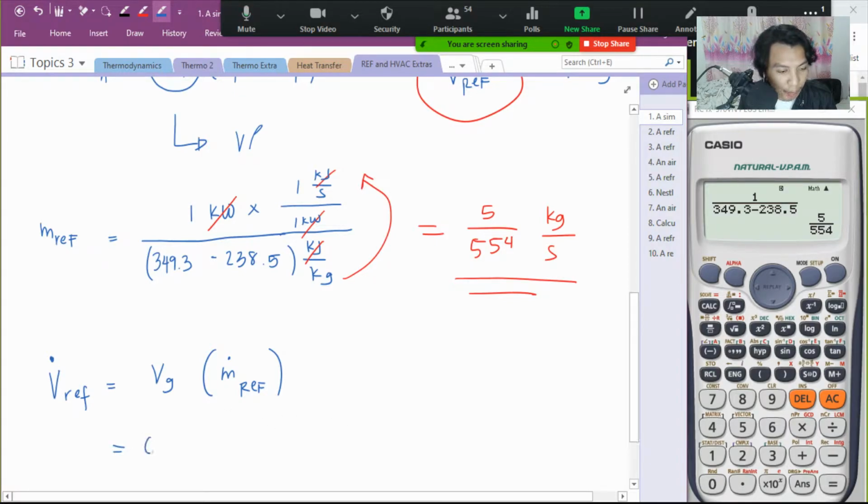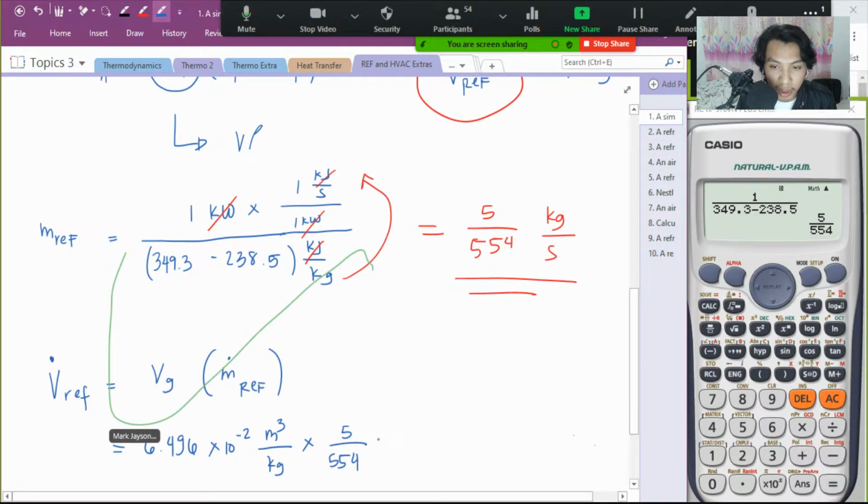So, that is 6.496 times 10 to the negative 2 meter cube per kilogram times 5 over 554.